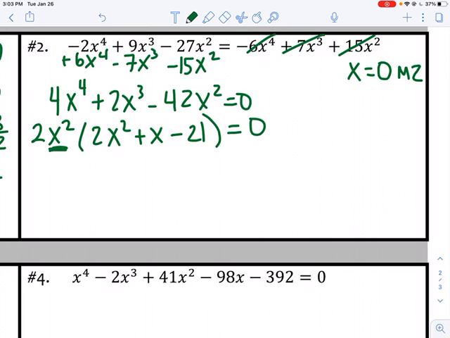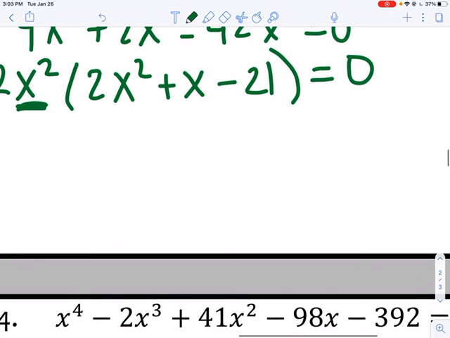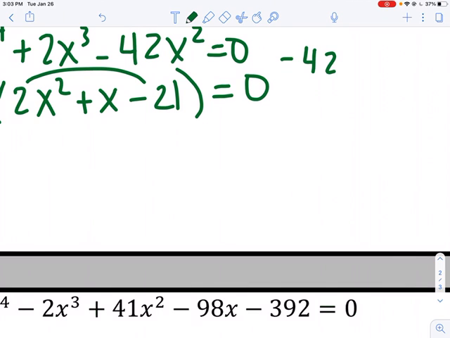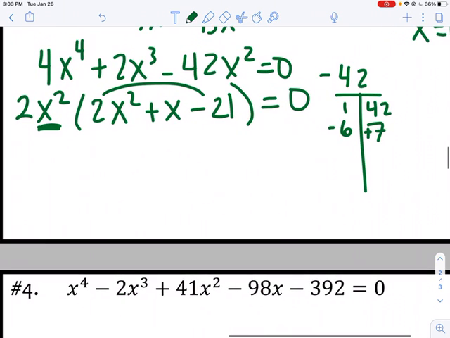Now we just have to factor the rest of this. So if I look at this, I'm going to have to do my split the middle. So I want factors of negative 42 that are going to get me to 1. Well, I don't need to write out all of this. I know that I need to find numbers that only have a difference of 1. So 6 and 7 are going to work for me. So if I have a positive 7 and a negative 6, that will multiply to negative 42, but will also add to 1. So these are going to be the terms I'm going to replace.